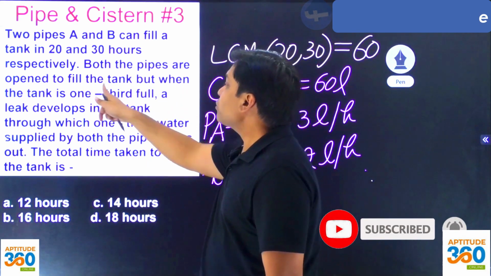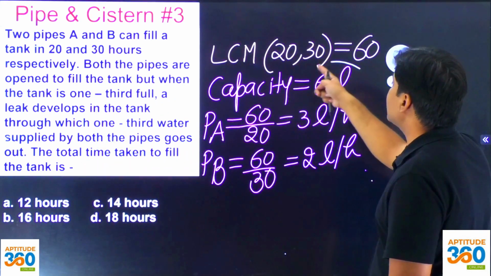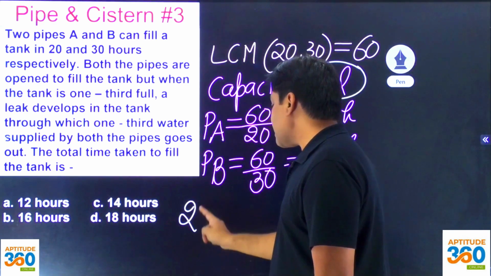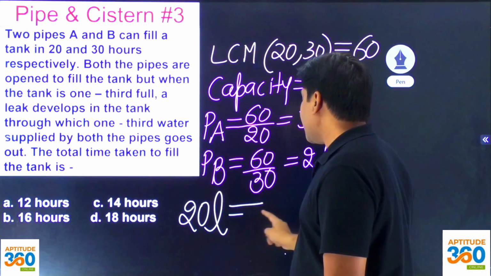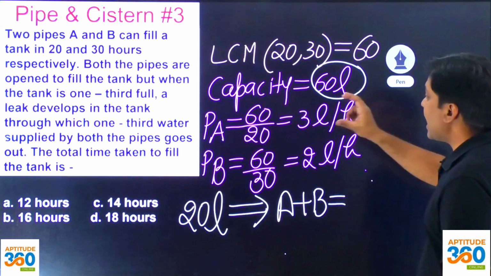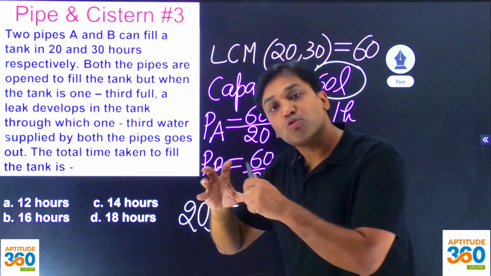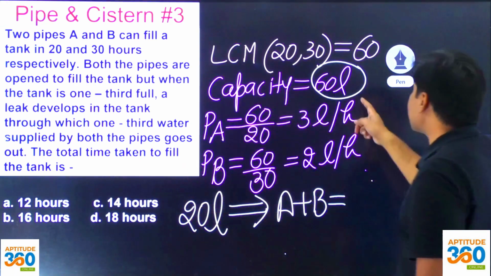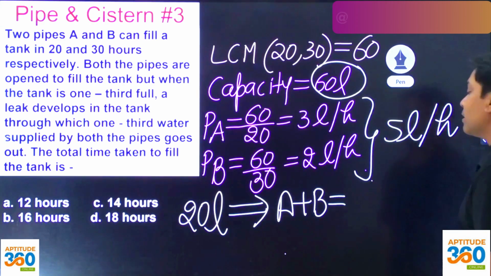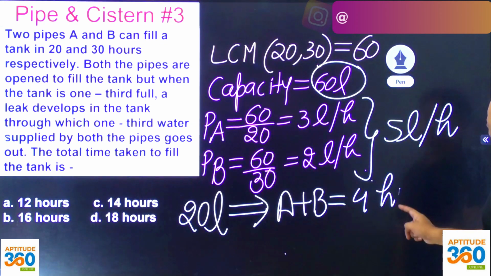Both the pipes are open to fill the tank, but when the tank is 1/3 full, what is 1/3 of this 60 liters? It is 20 liters. So 1/3 is 20 liters. अब आपको अगर 20 लीटर्स फिल कराना है A प्लस B से, and A plus B, pipe A brings 3 liters of water in 1 hour. Pipe B brings 2 liters of water per hour. Collectively, they are bringing 5 liters of water per hour. 20 लीटर्स लाने के लिए इनको कितना लगेगा? 4 आवर्स लगेगा. Do you understand this?